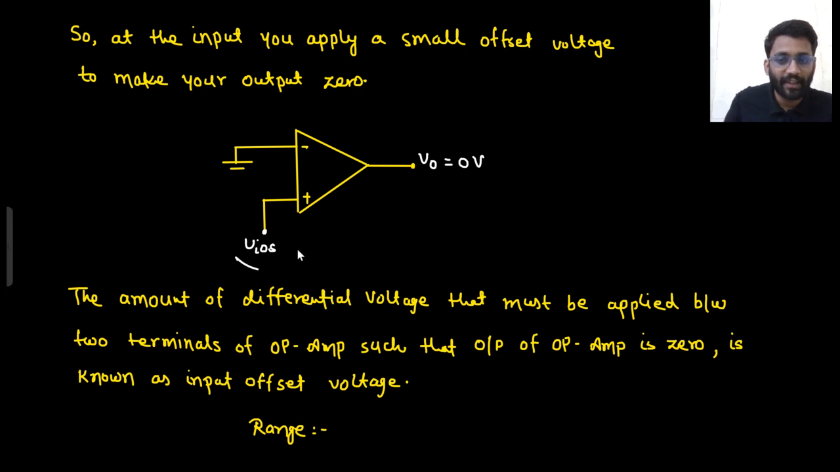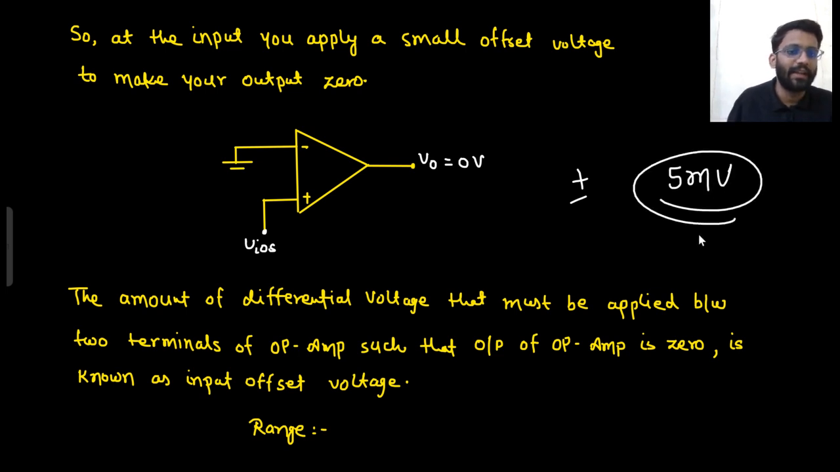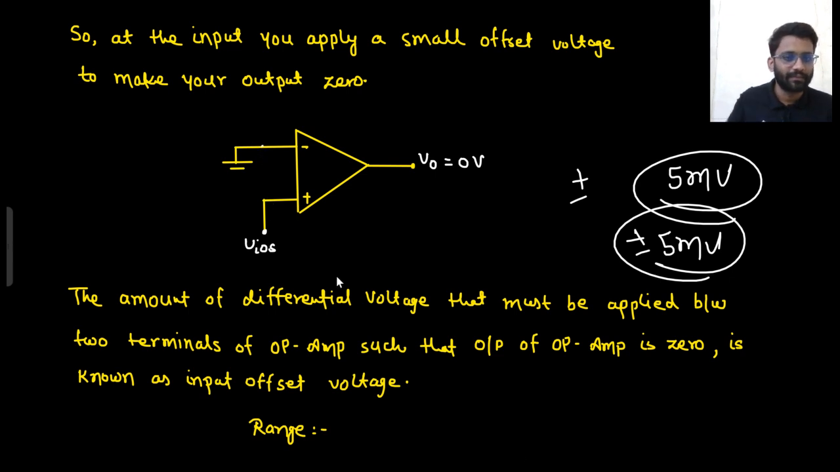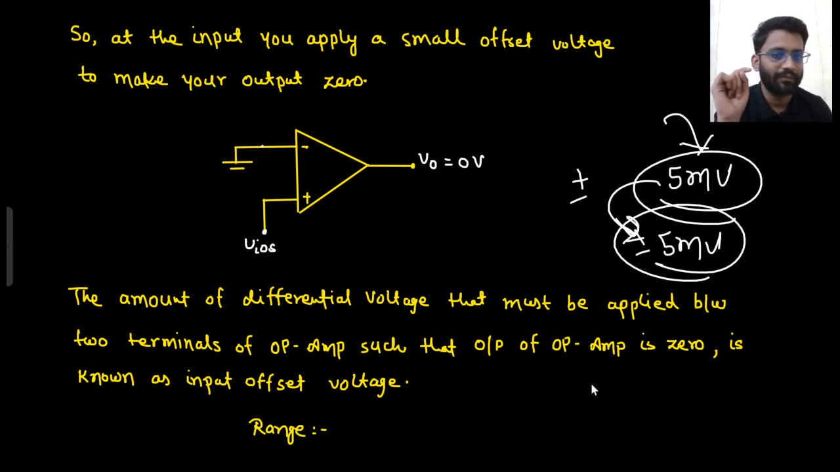Now what will be the polarity of this VIOS? That is very tough to predict. So you will always take offset voltage to be plus minus something. If in the question it is given that your offset voltage is 5 millivolt, then only you will take 5 millivolt. Otherwise you will say it will be plus minus 5 millivolt, because you are not sure if you are going to apply it here or here, at the negative terminal or at the positive terminal. So even if in the question they are saying that your offset voltage is 5 millivolt, still you will take it to be plus minus 5 millivolt.